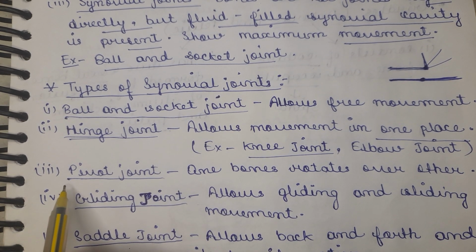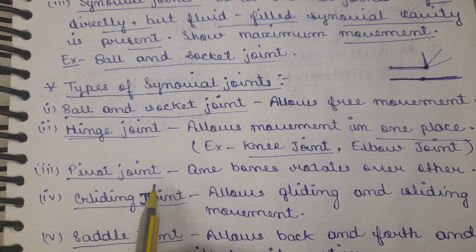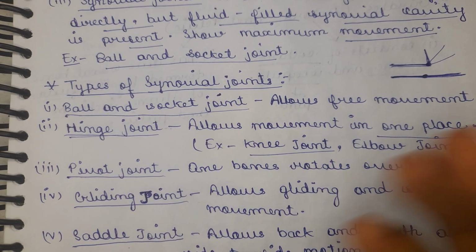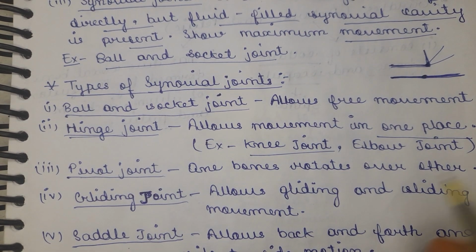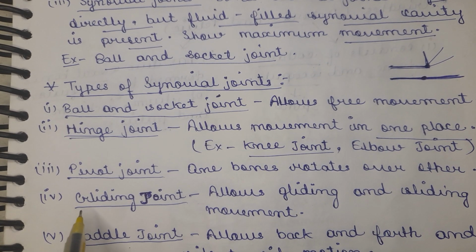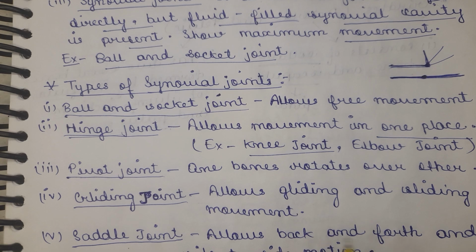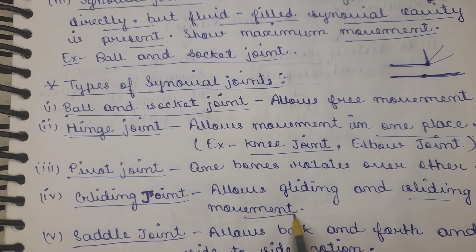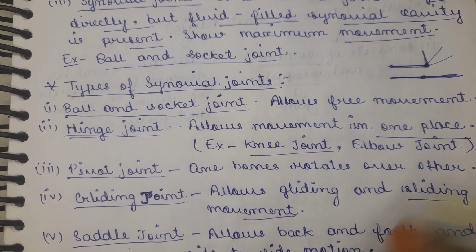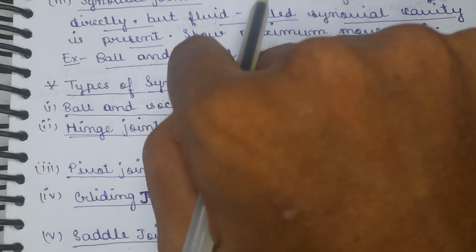Third one, the pivot joint. Pivot joints are basically where one bone rotates over another, and these are found between the atlas and the axis. Fourth one is the gliding joint. Gliding joints allow only gliding and sliding movement. For example, you can see it between the carpals in the wrist. This helps in the sliding of our hand.